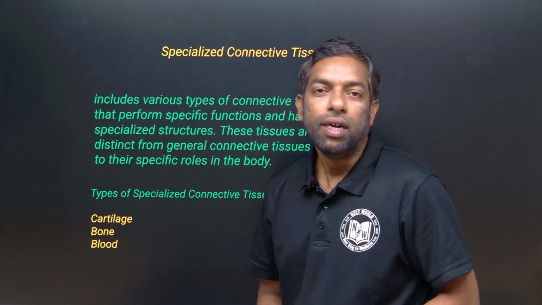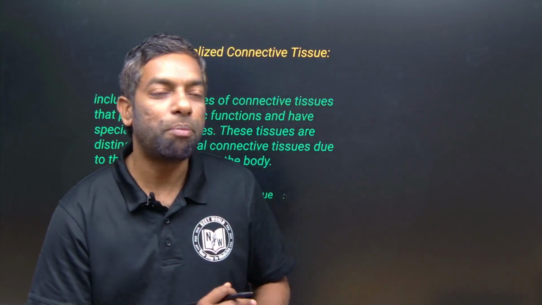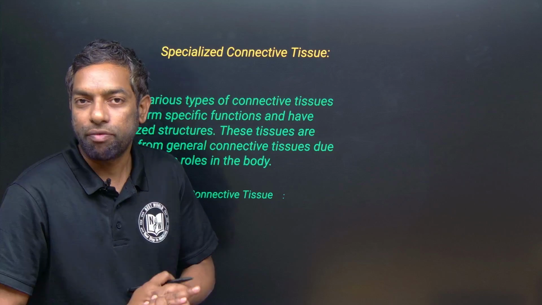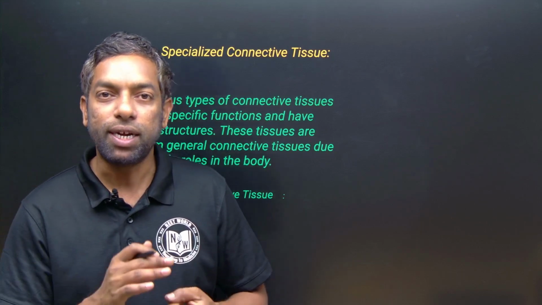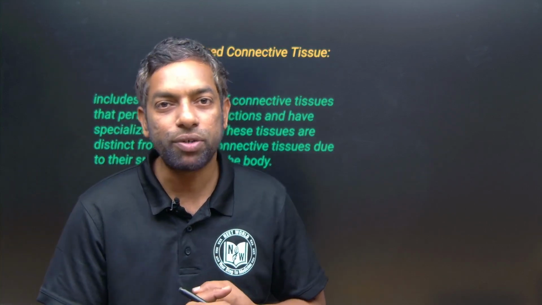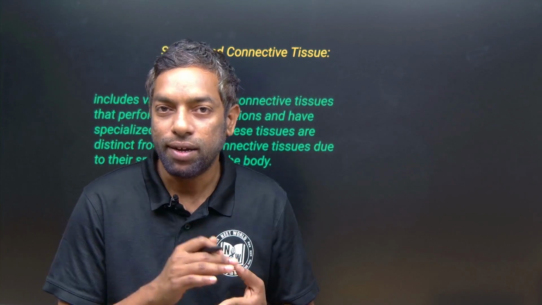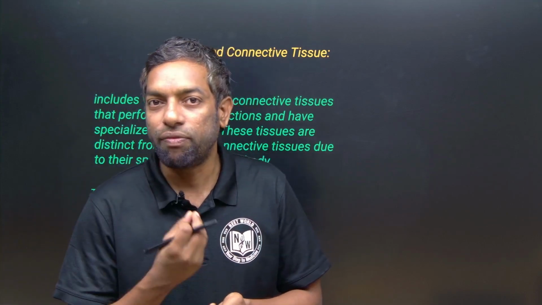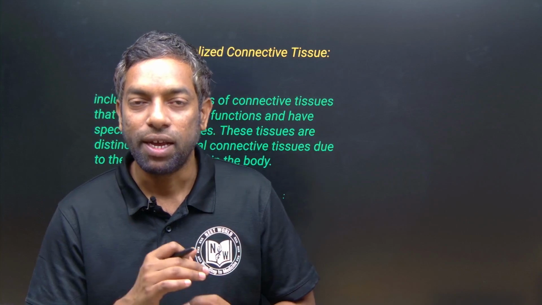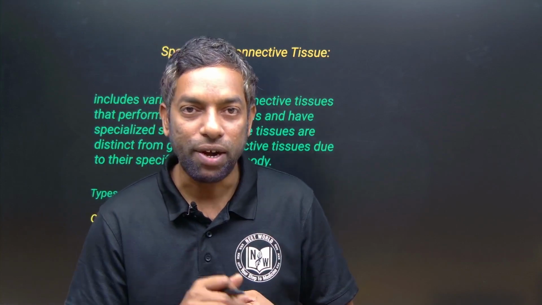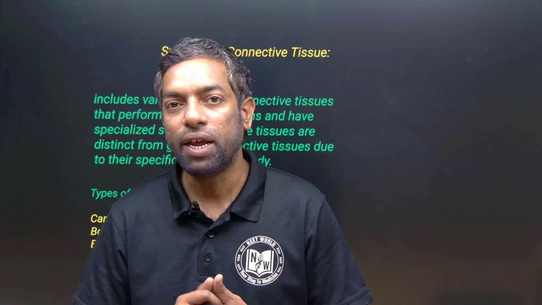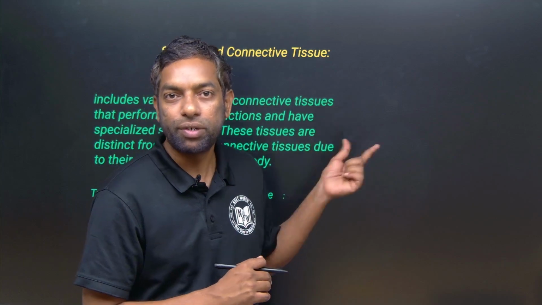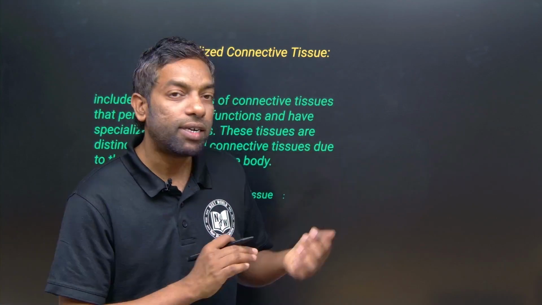Hi guys, today we are going to discuss specialized connective tissue. Tissues are of four types, as you know: epithelial tissue, connective tissue, muscular tissue and nervous tissue. These tissues originate from three germ layers: ectoderm, mesoderm, endoderm. Connective tissue is mainly of mesodermal origin. In connective tissue, there is a tissue called specialized tissue.